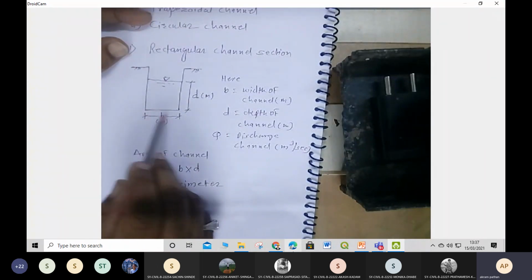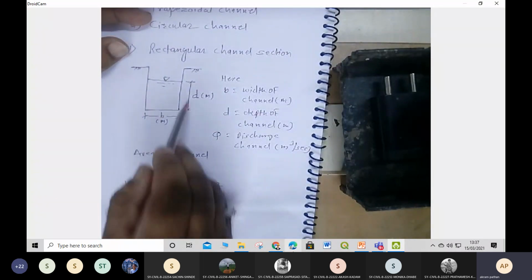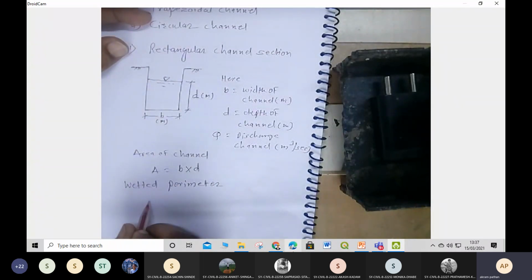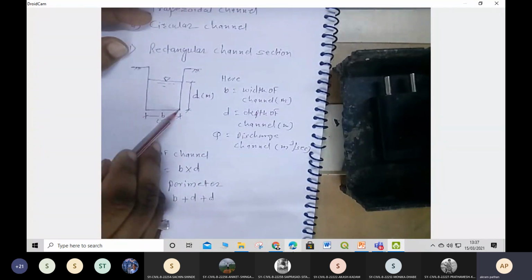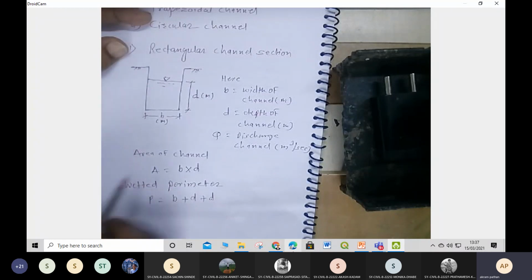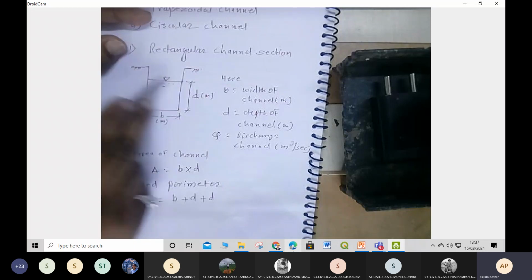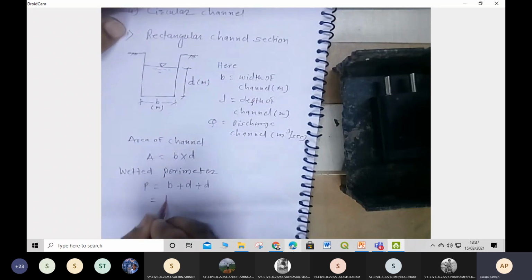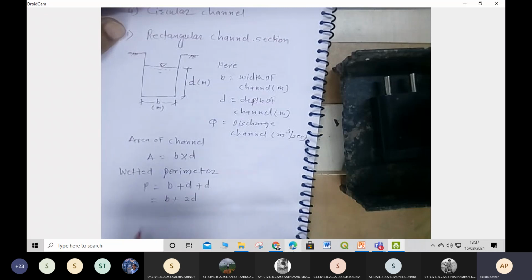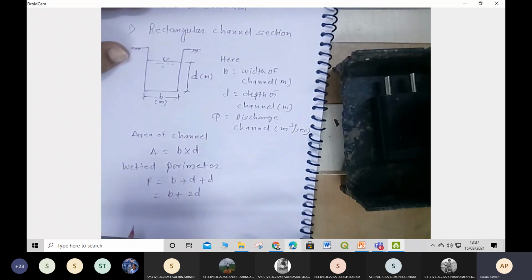The area in which water is flowing is the submersible area. So how will you calculate the wetted perimeter? P is equal to B plus D plus D. So this is B, then D, this is D. This is the submersible area, which we call wetted, meaning under submergence. So this will be B plus 2D.